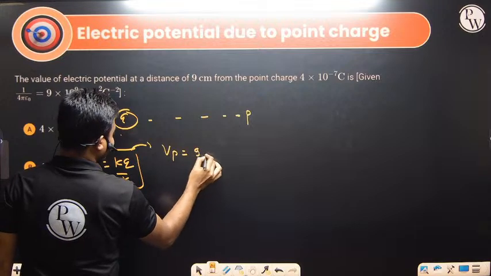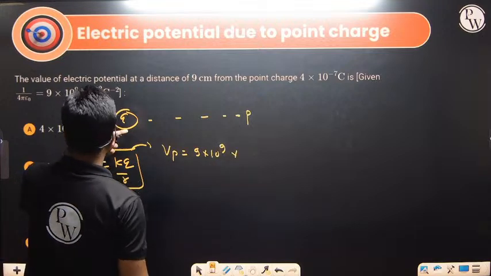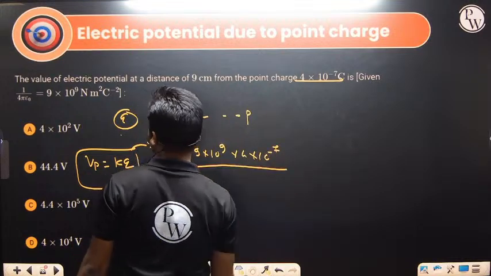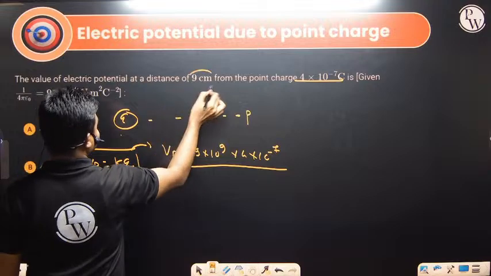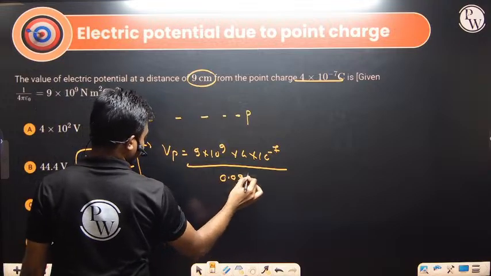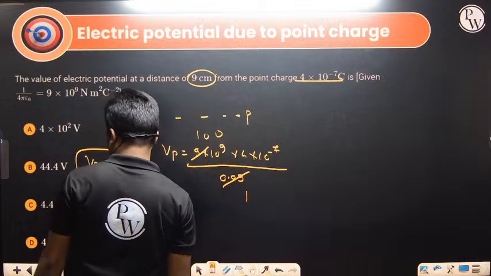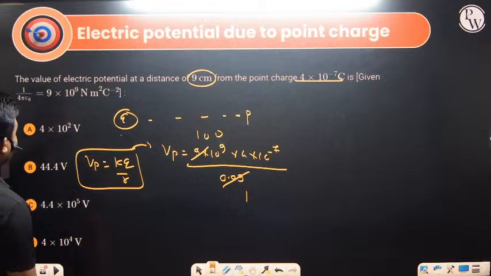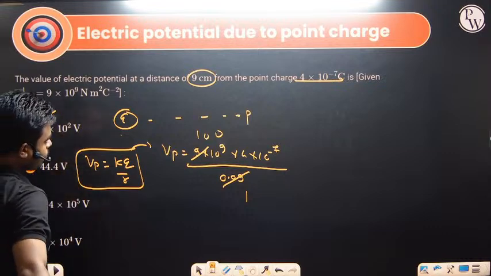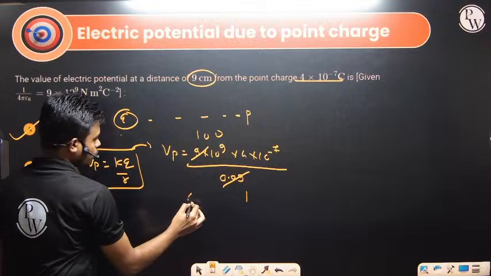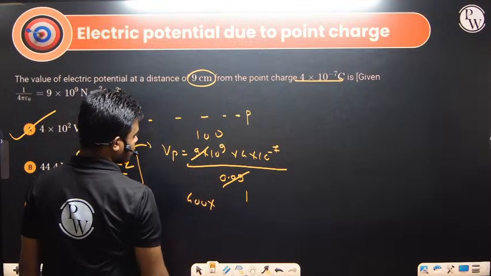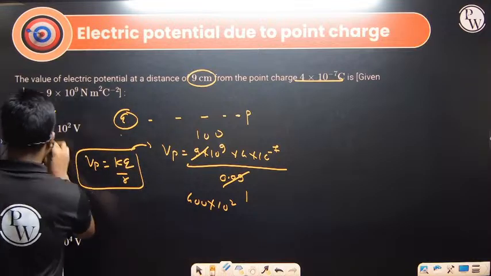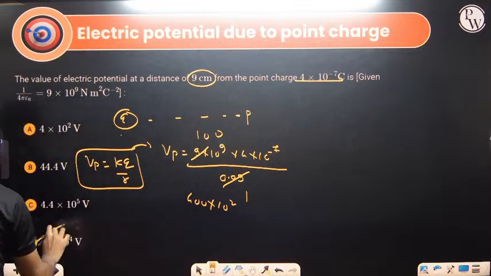Vp equals 9 into 10 to the power 9 into the q value. What is the charge? 4 into 10 to the power minus 7 divided by the distance. What is the distance? The distance is 9 centimeter, so 0.09. So we are getting 4 into 10 to the power 2, I guess, right? 4 into 10 to the power 2. Yes or no? So 400, 4 into 10 to the power 2. So the value of the electric potential will be answer option D, that is 4 into 10 to the power 2.